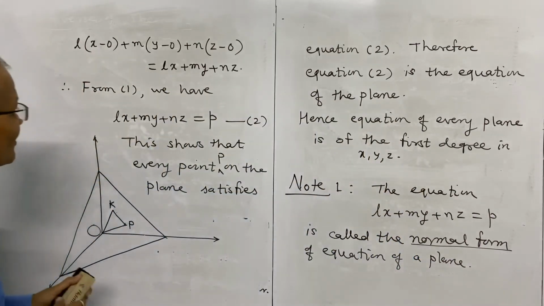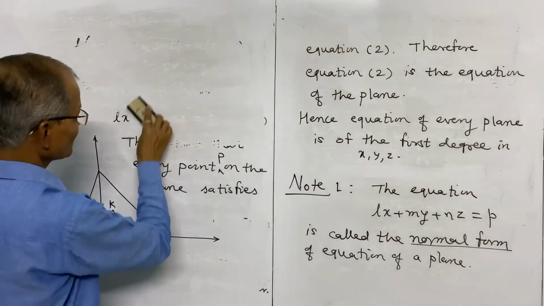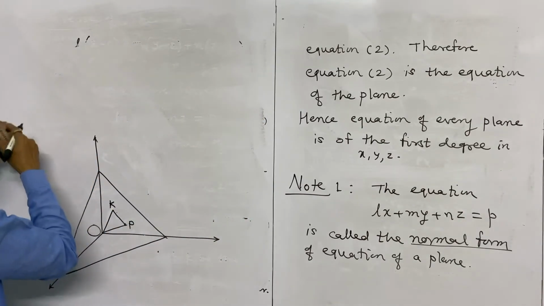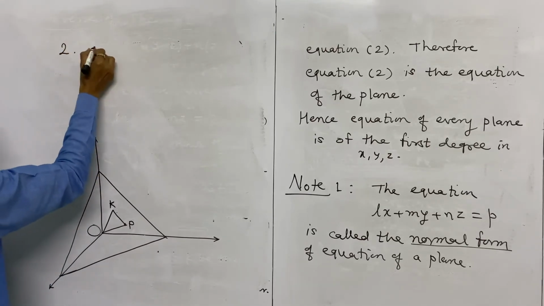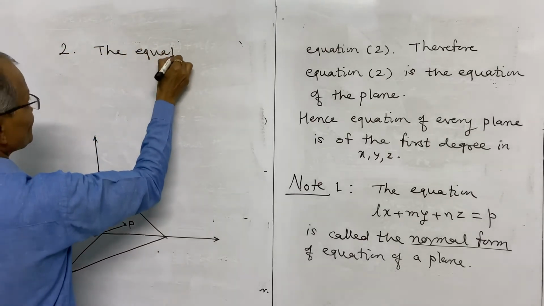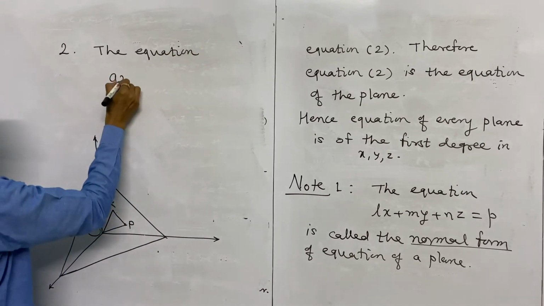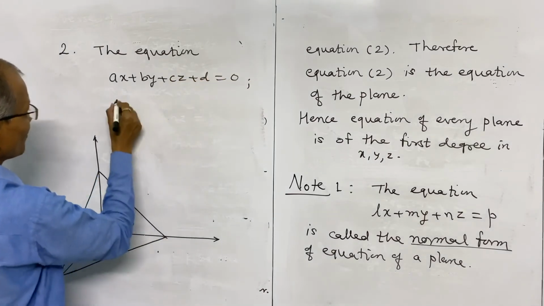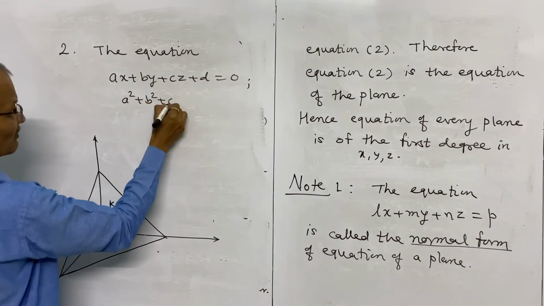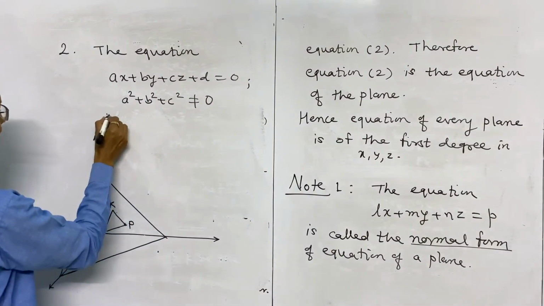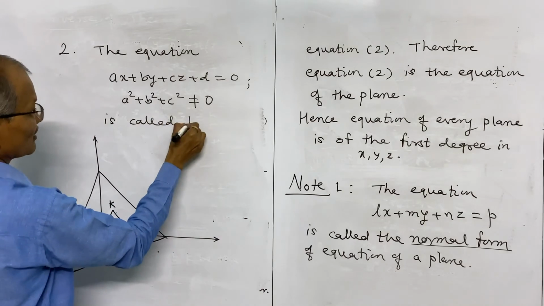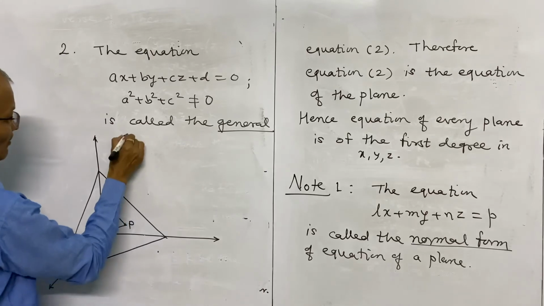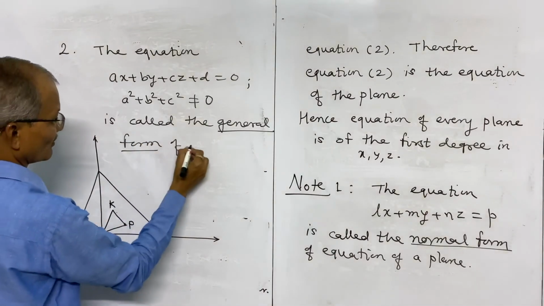And the second thing we have studied earlier is the equation ax plus by plus cz, and that equation is known as the general form. So the equation a into x plus b into y plus c into z plus d is equal to 0, where a square plus b square plus c square is not equal to 0, is called the general form of the equation of a plane.